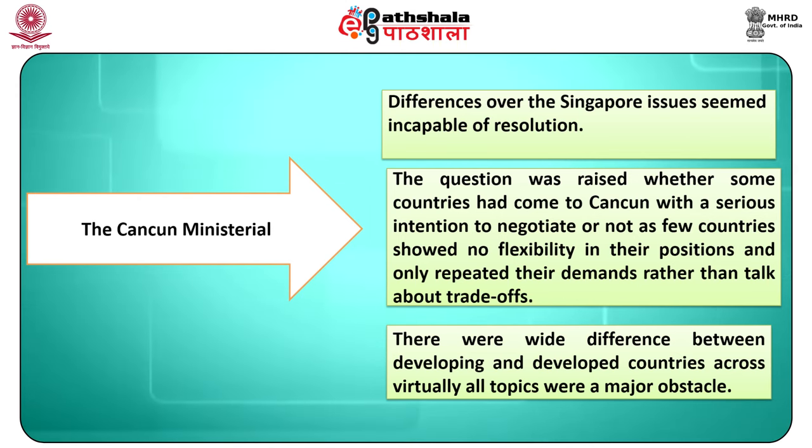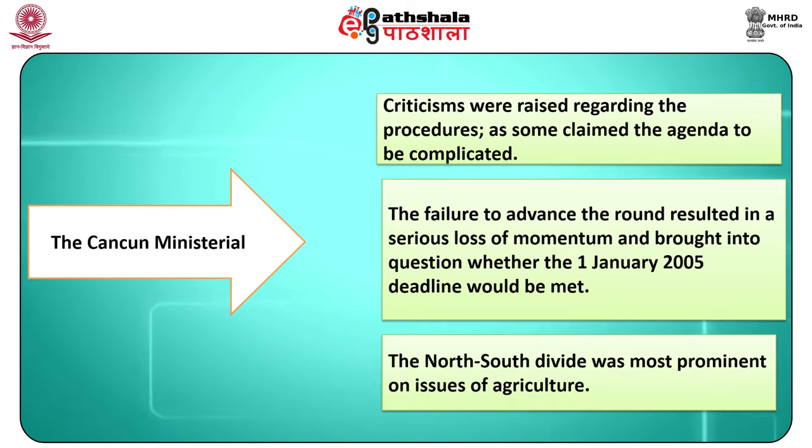There were wide differences between developing and developed countries across virtually all topics, which were a major obstacle. Criticism was raised regarding the procedures as some claimed the agenda to be complicated. The failure to advance the round resulted in a serious loss of momentum and brought into question whether the 1st January 2005 deadline would be met. The North-South divide was most prominent on issues of agriculture.